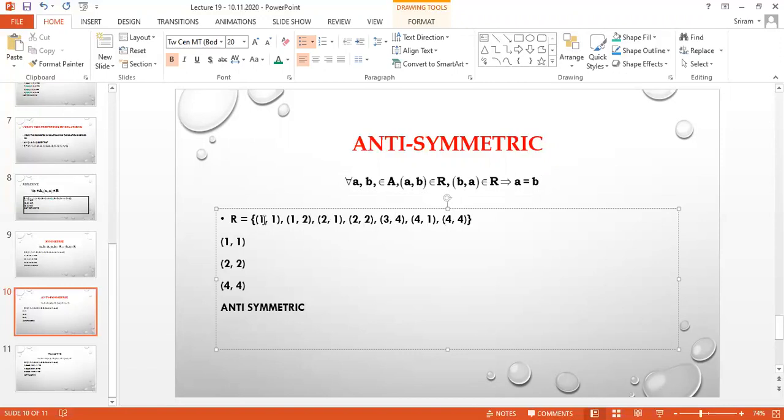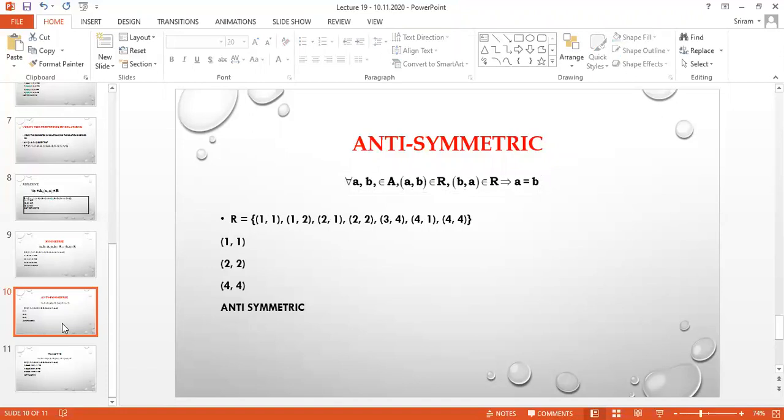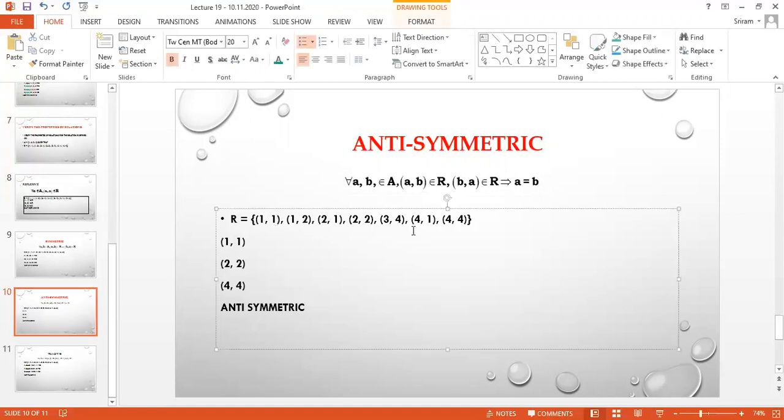3, 3 doesn't exist, no problem, because we are not checking for reflexive. Only for reflexive, we will check whether all the pairs exist or not. For anti-symmetric, I am going to check whether the repeated pair exists or not. I am having 3 pairs: 1, 1 is there, 2, 2 is there, 4, 4 is there. So this is anti-symmetric.